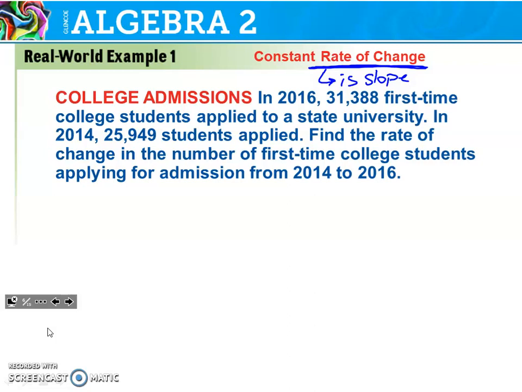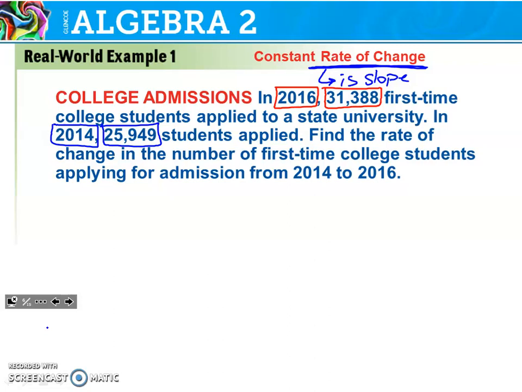Okay, so first off, we need to identify some important numbers here. In 2016, there were this many kids that applied, versus in 2014, there were this many kids that applied. Those two pieces of information each go together, and guess what, guys? They make a point. Okay? Now, something you want to write off to the side and make a note of, because right now you should be thinking, okay, I got a point, but which one's my x and which one is my y value?